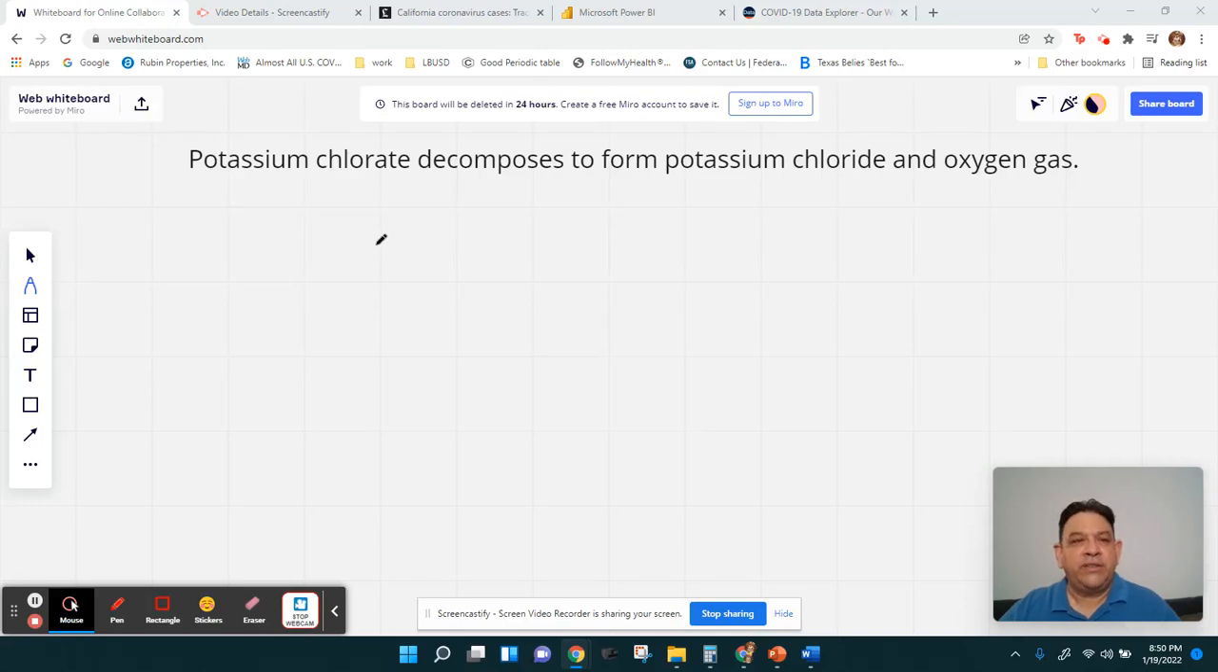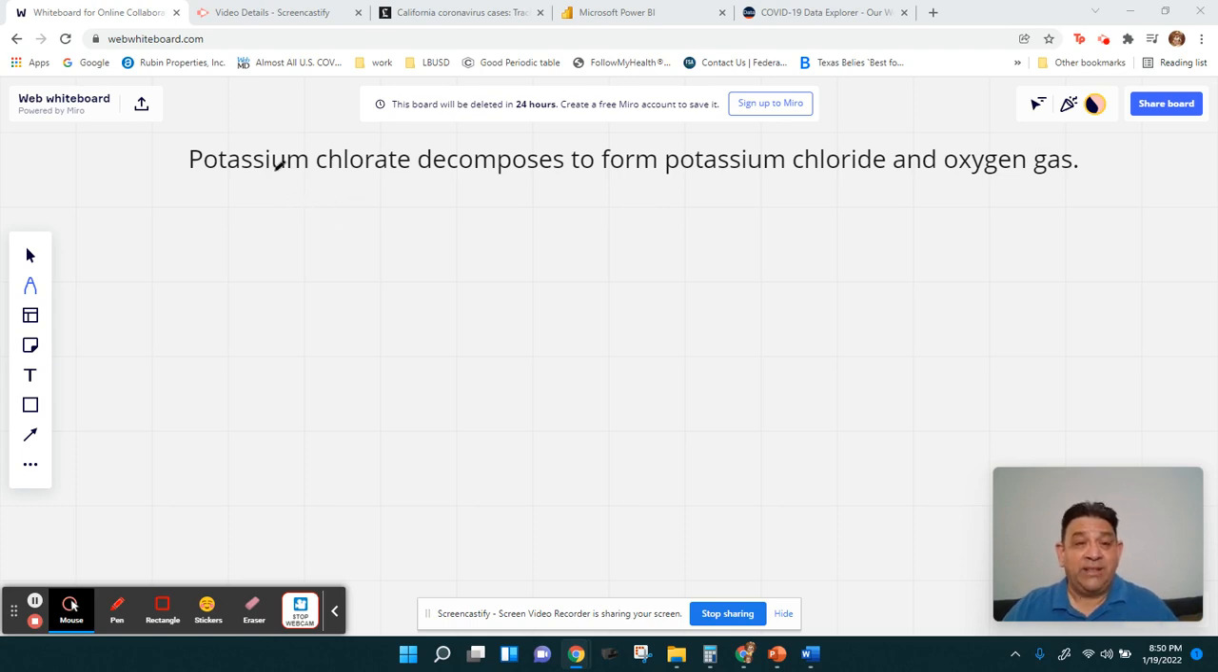Okay, so let's do this problem right here. This problem says potassium chlorate decomposes to form potassium chloride and oxygen gas. We're going to do two things. Number one, we're going to turn this sentence, or this description, into a word equation. And then from the word equation, we're going to come up with what we call a skeleton equation. It's a skeleton equation because it's not completely finished, but it's going to have the chemical formulas in there.